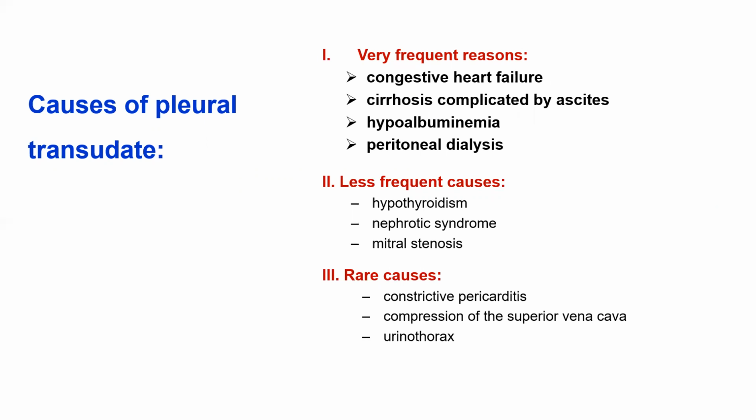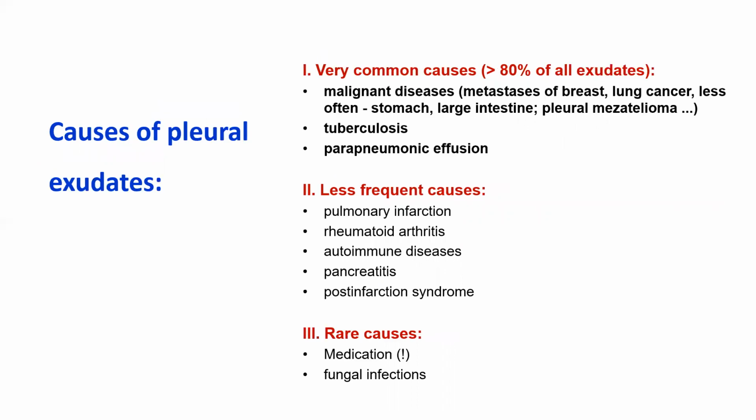The prevalence of these factors is less, and then very rare causes. They can be related with constrictive pericarditis, compression of the superior vena cava, or urinothorax.